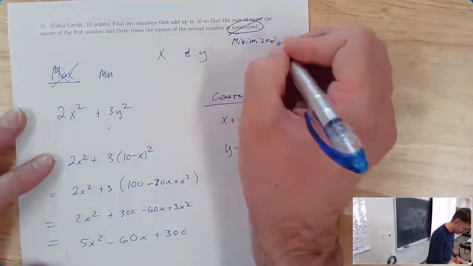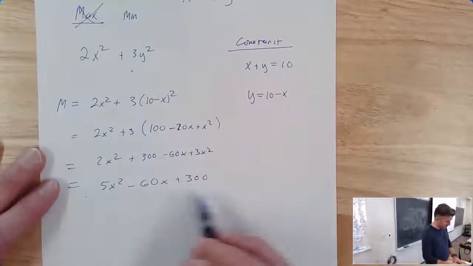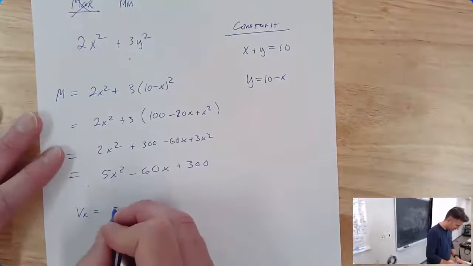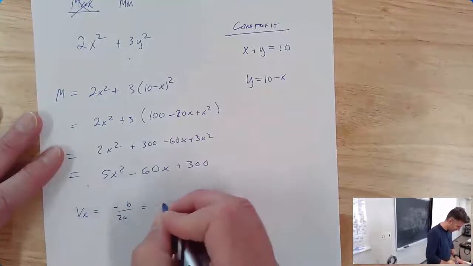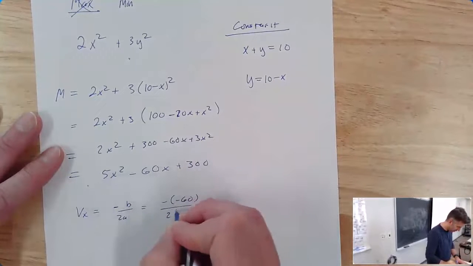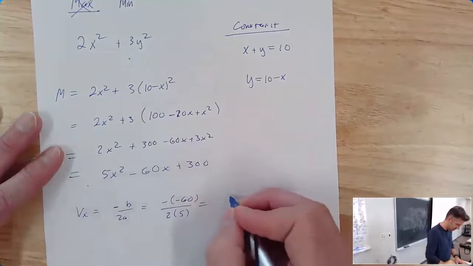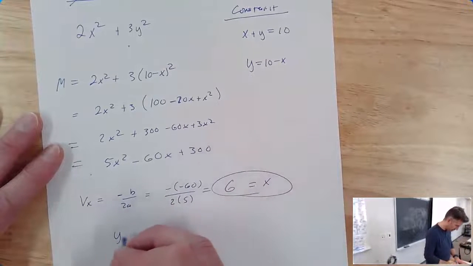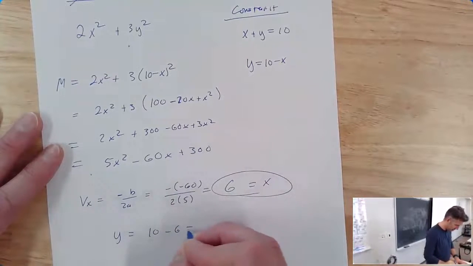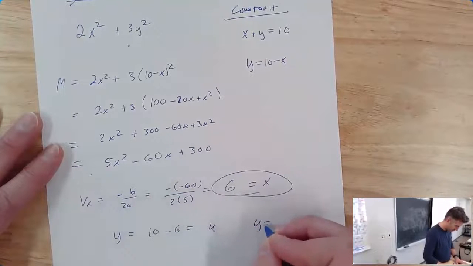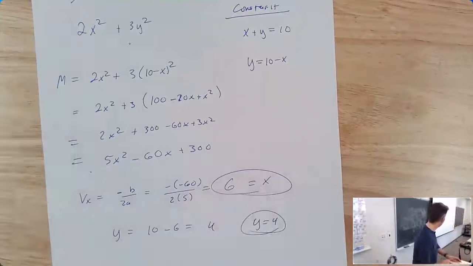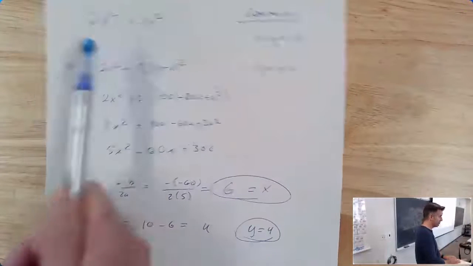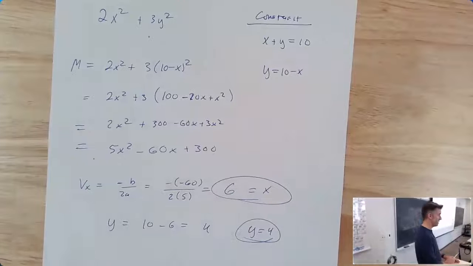Ugh, terrible. So if we want to minimize this, we find the vertex. Vx is going to be negative b over 2a, which is negative negative 60 over 2 times 5, which is 60 over 10, so 6. That's going to be my x value. And then the y value is going to be 10 minus 6, which is 4. So those two numbers, x equal to 6 and y equal to 4, would minimize this sum. But it is not possible to maximize that under this constraint.